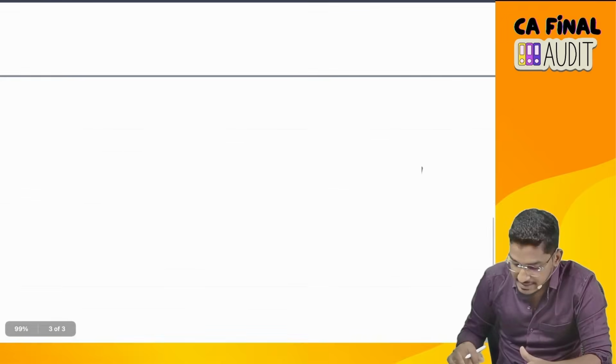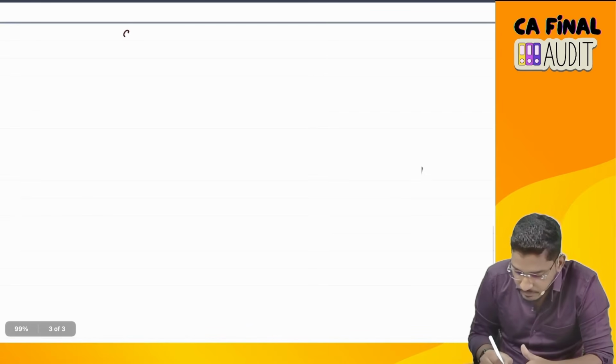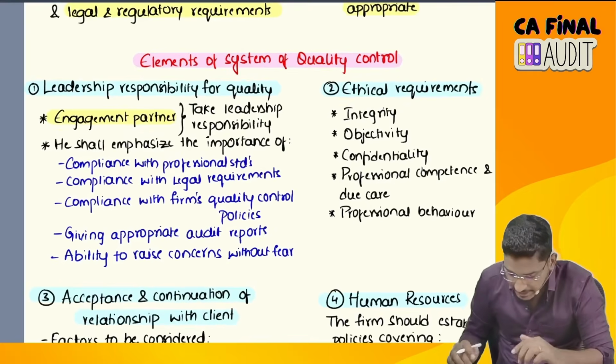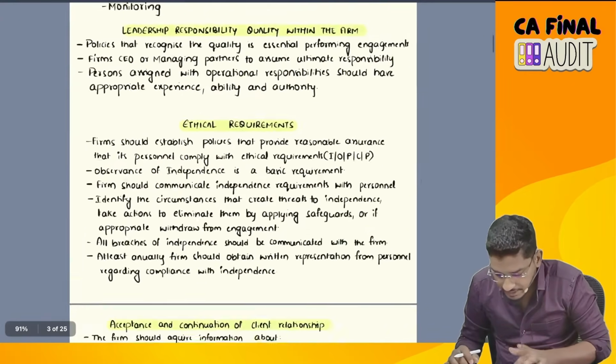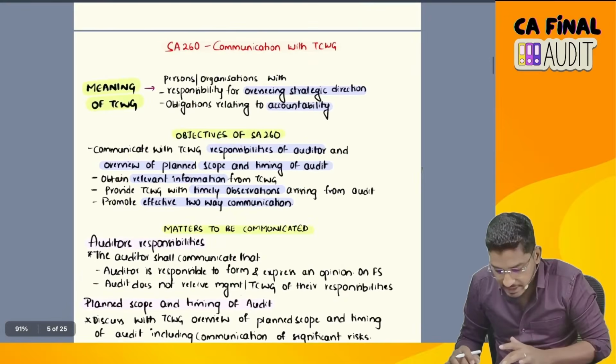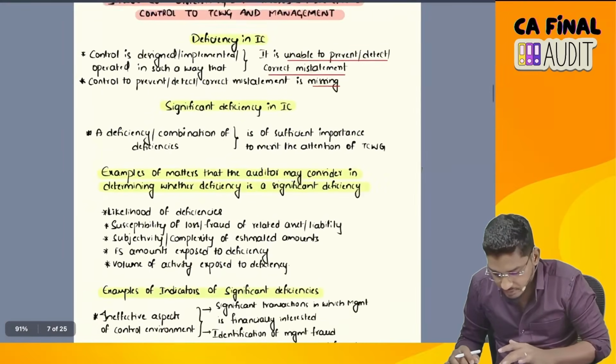Now we will try to cover SA 501. For this, I have some charts here which will help us for our quick revision. I have made all this available on the website, so you can have a look at them.